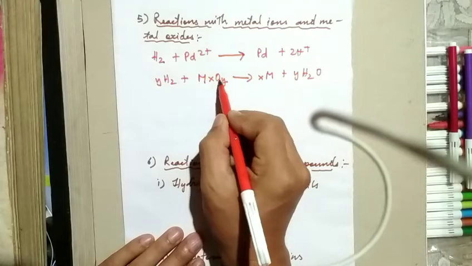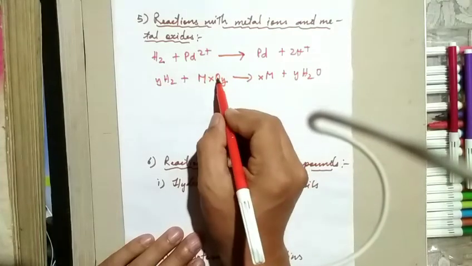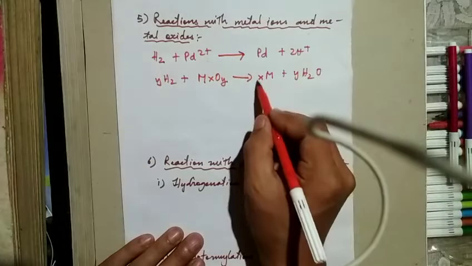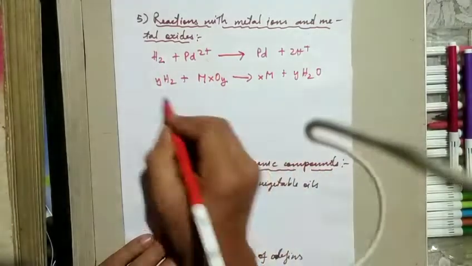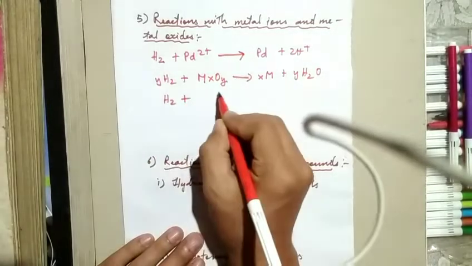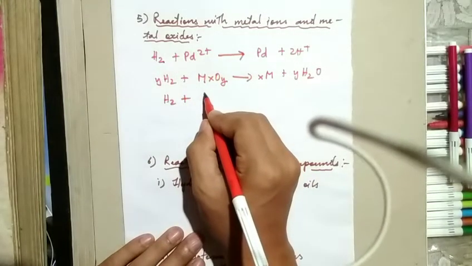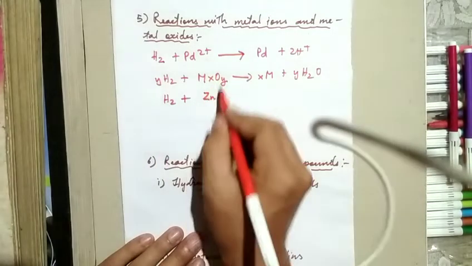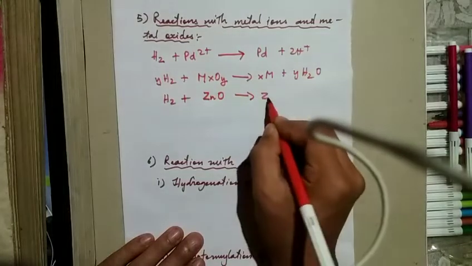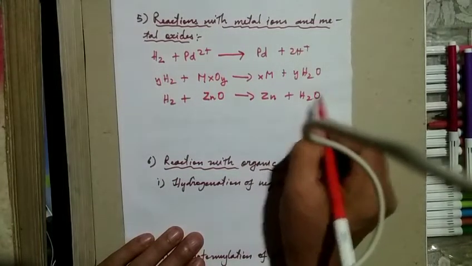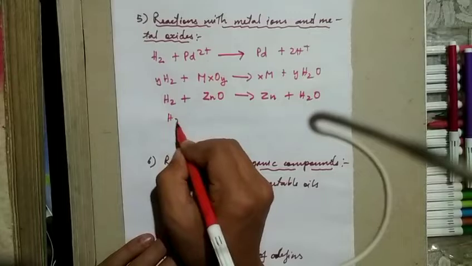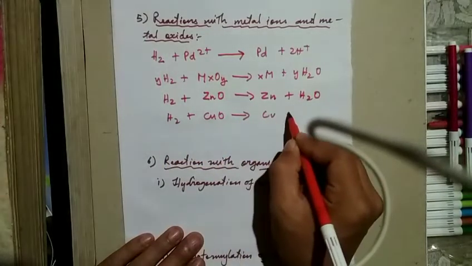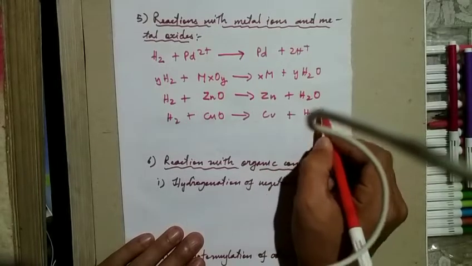MxOy: M represents metal and O represents oxygen, so this is a metal oxide. x and y can be any numbers. Let's see an example. Dihydrogen plus zinc oxide: zinc is a metal oxide, so it will be reduced to zinc and give a water molecule. Similarly, copper oxide gives Cu plus H2O.